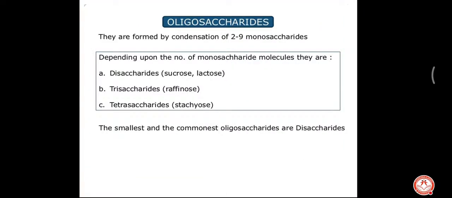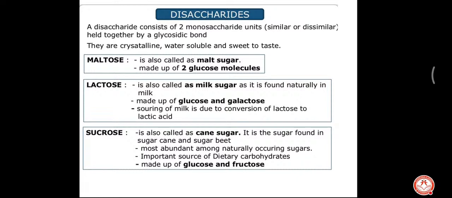Now the oligosaccharides, they are formed by condensation of 2 to 9 monosaccharides. Depending on the number of monosaccharide molecules, they are disaccharides, for example sucrose and lactose; trisaccharides, example raffinose; and tetrasaccharides, example stachyose. The smallest and the commonest oligosaccharides are disaccharides. Disaccharides consist of two monosaccharide units, either similar or dissimilar, held together by a glycosidic bond. They are crystalline, water soluble, and sweet in taste.